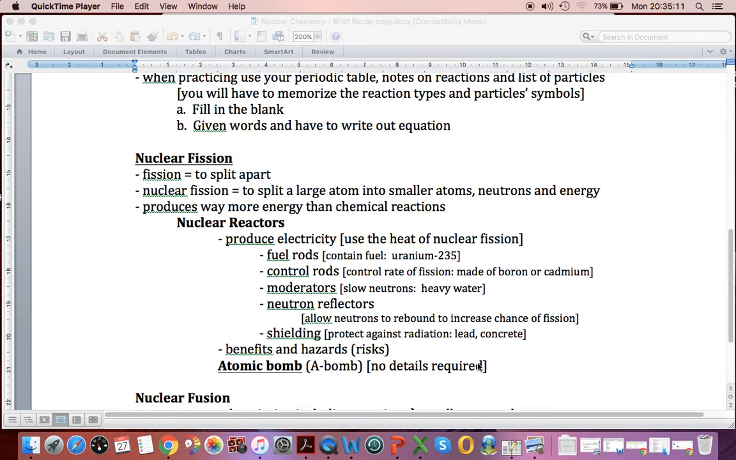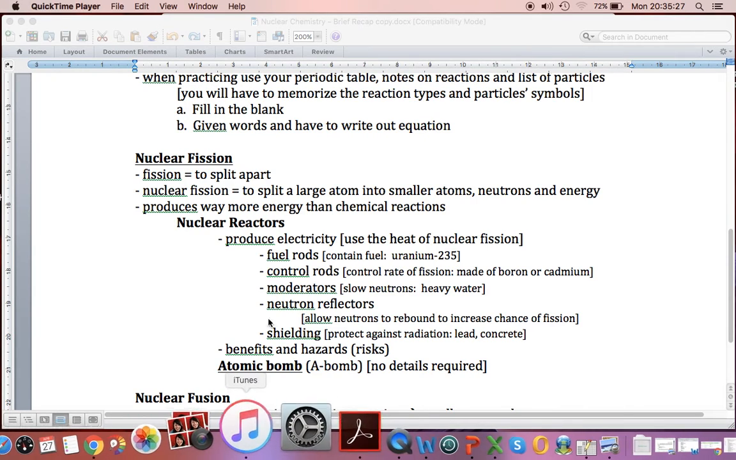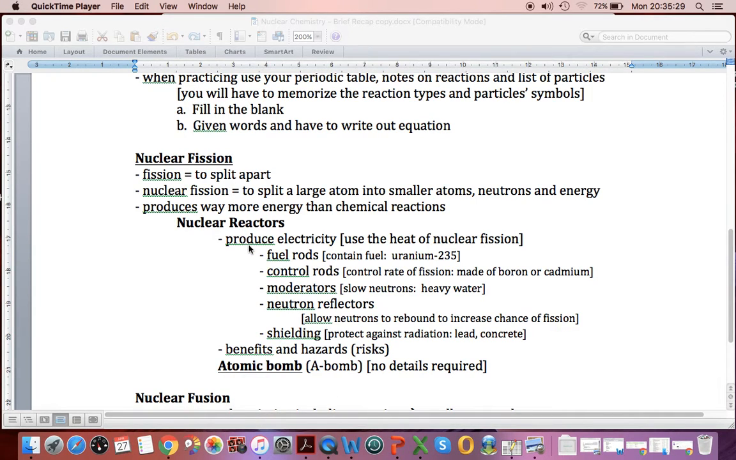We have to understand that it produces way more energy than chemical reactions because we're changing the nucleus, held together by the strong force, rather than the electrons on the outside of an atom that are transferred more readily in chemical reactions. You have to know different aspects of a nuclear reactor. You have to know they're designed to produce electricity. Way back when we did magnets, we looked at how a generator makes electricity, and what we need is to spin a generator shaft. When we talked about hydroelectricity, we were using flowing water to spin the generator shaft.